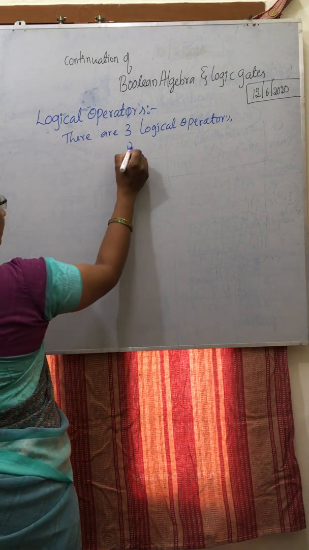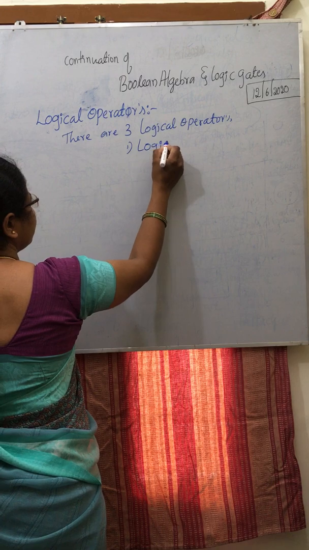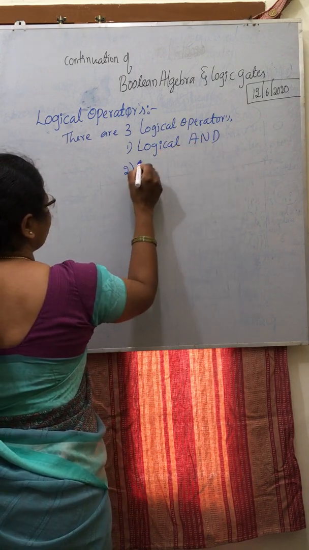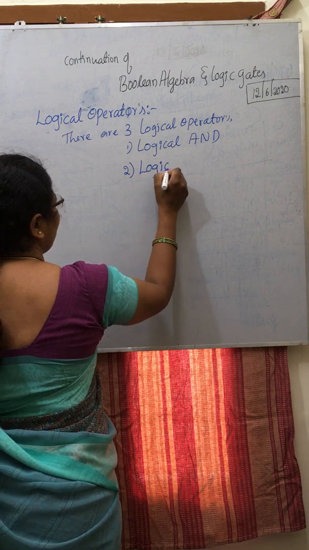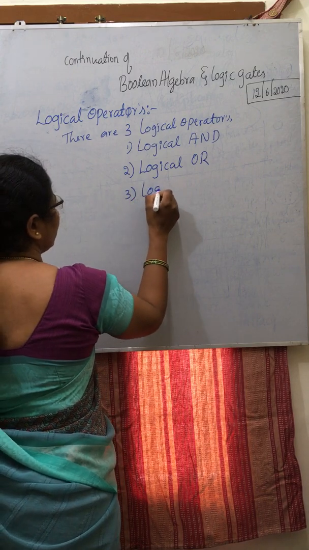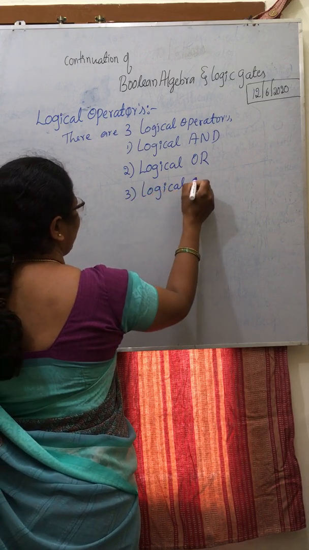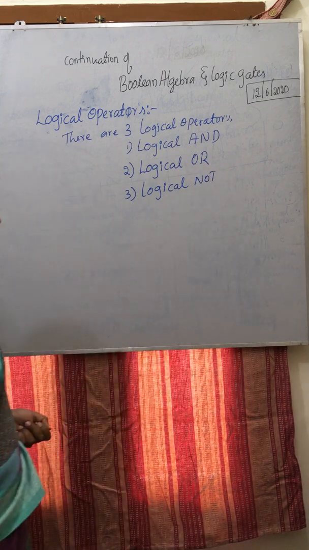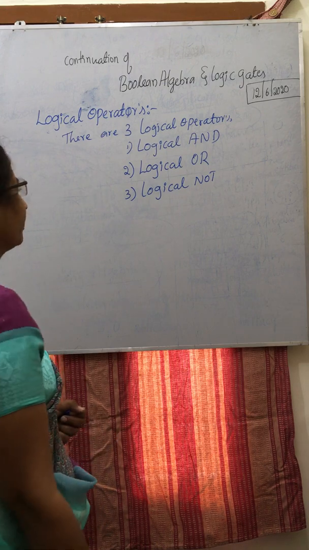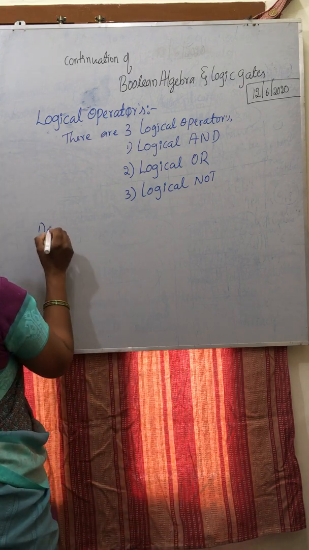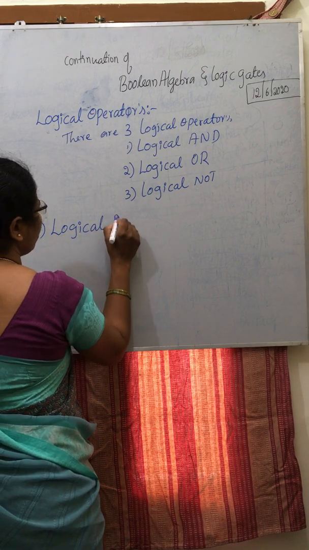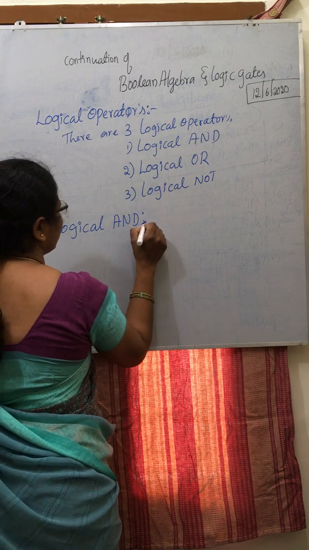First one, logical AND. Second one, logical OR. Third one, logical NOT. So these operators are used to evaluate the Boolean expression. First, we'll see how a logical operator performs its operation.